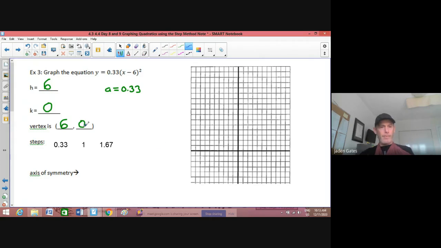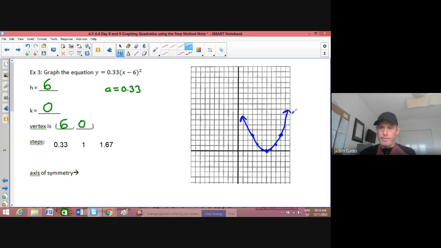And so I go over. The vertex is 6, 0. There it is. I plot it. All right, and then again, using my steps. Over 1, up a third, so right in there. Over 1, up 1. So it's going to be the same there. And then over 1, up 1.67. There we go. Again, symmetric, go back to the vertex, do the same thing on the other side. And there is our parabola.